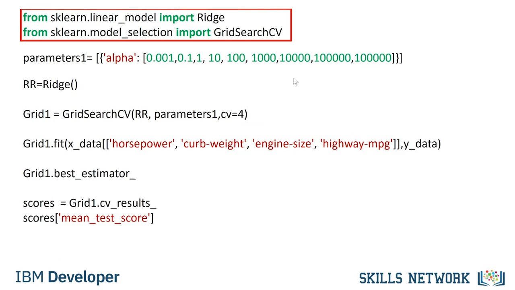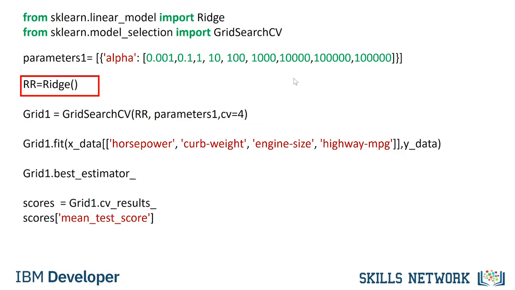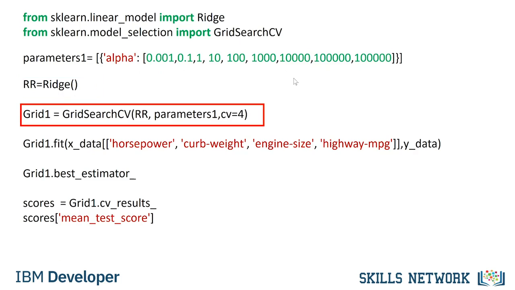First, we import the libraries we need, including Grid Search CV, the dictionary of parameter values. We create a ridge regression object or model. We then create a Grid Search CV object. The inputs are the ridge regression object, the parameter values, and the number of folds. We will use R-squared. This is the default scoring method.